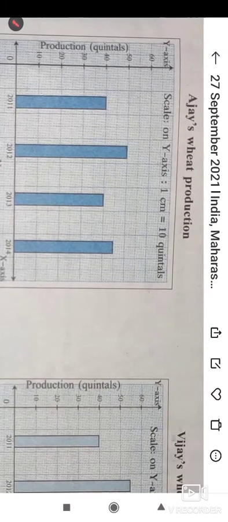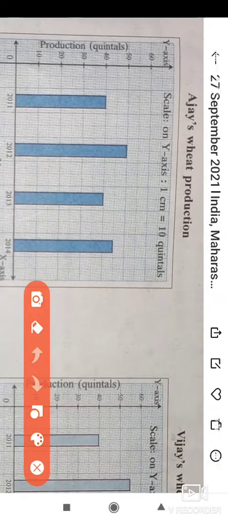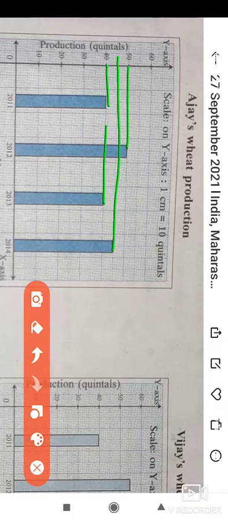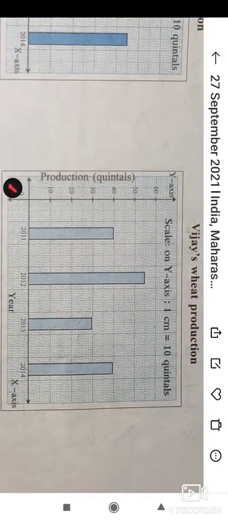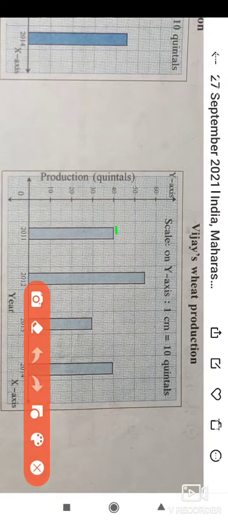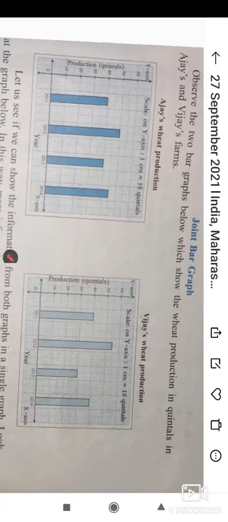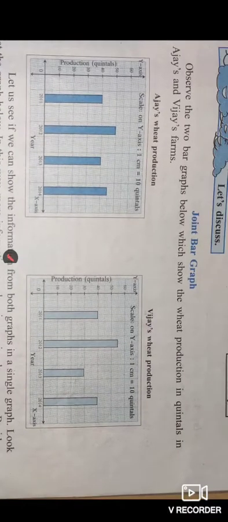Now here one more graph is there. If you see here, this is 40, 50, this is also again 40, and this is 45. In this way we are recording the production. Now here Vijay's production is given. In 2011 he produced 40 quintals, the same as Ajay. Ajay's and Vijay's production in 2011 is the same, that is 40 quintals. If you see here it is 40 quintals, here also 40 quintals.